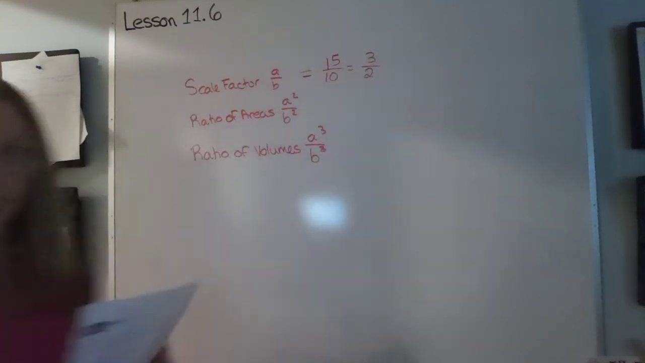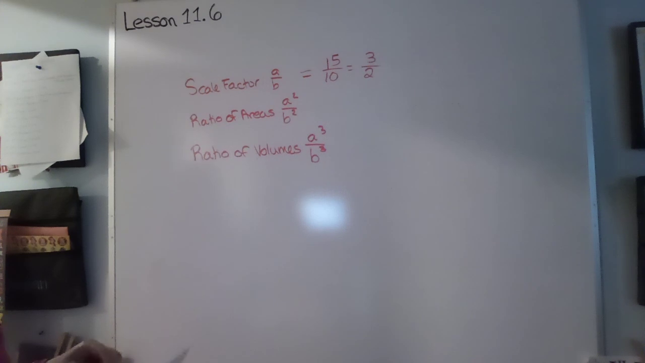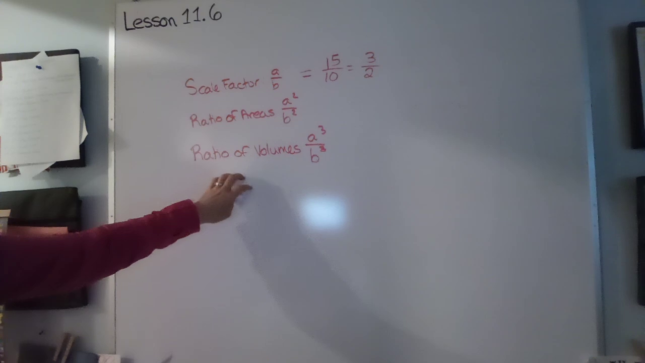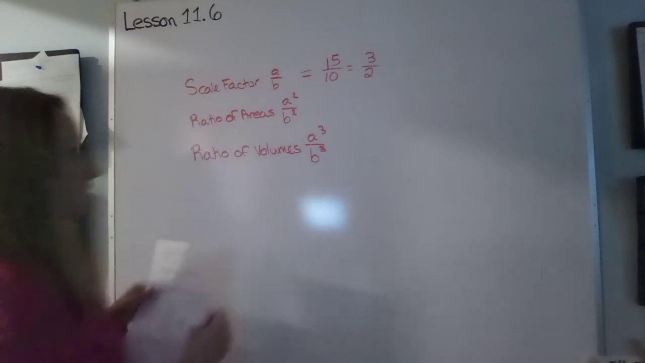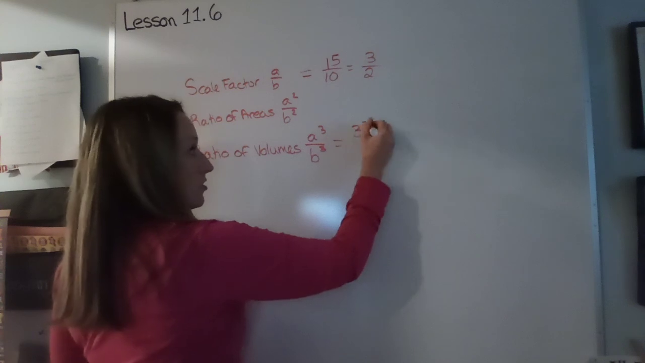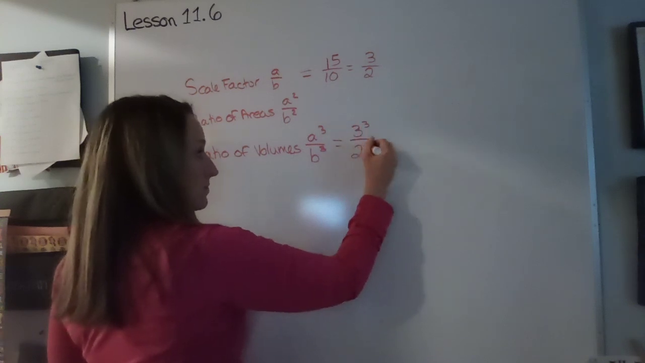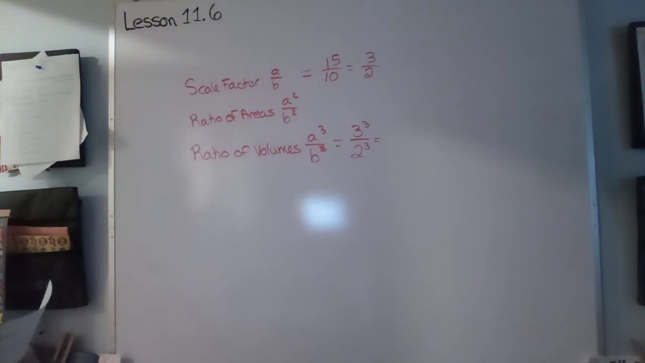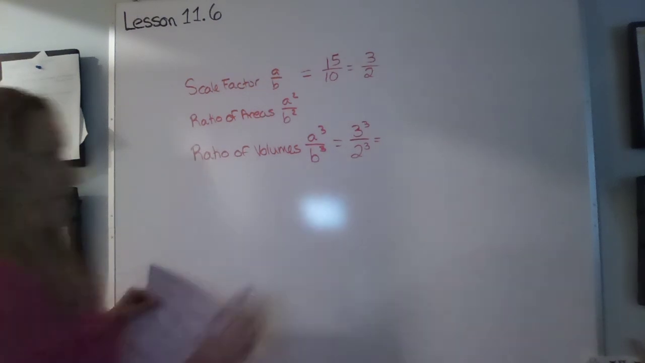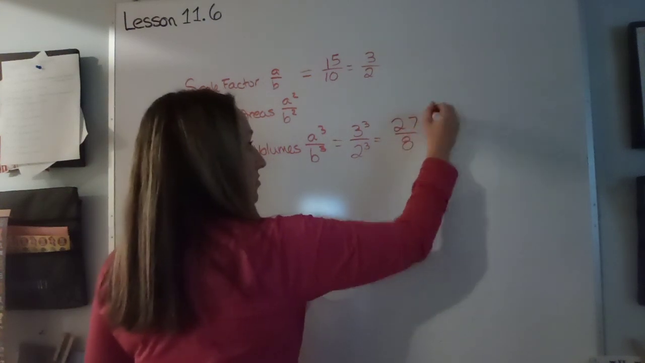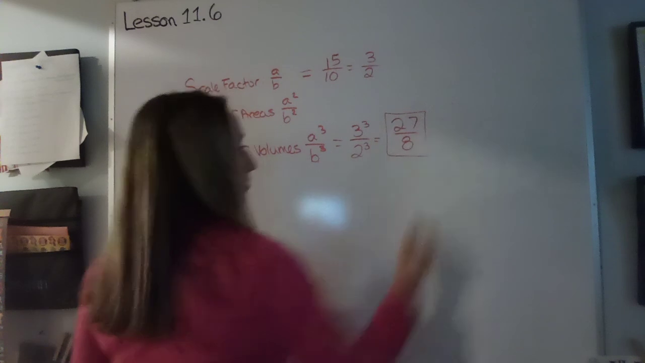That's your scale factor. Now, if I want to find the volume, I want to use the ratio of volumes. So I'm going to take my scale factor and cube both of those values. 3 cubed to 2 cubed. Okay? So 3 cubed to 2 cubed is going to give you 27 to 8. This is the ratio that I'm going to use to solve a proportion.